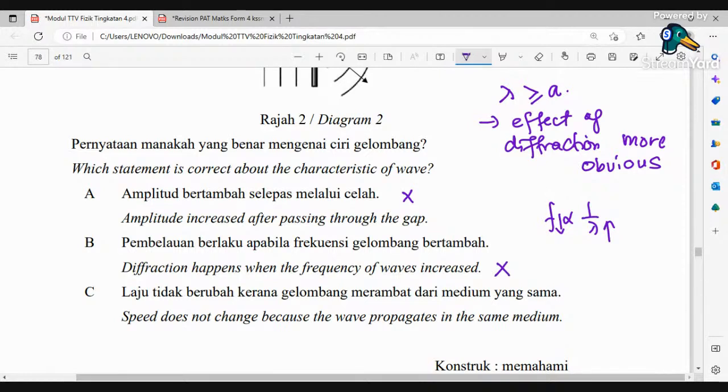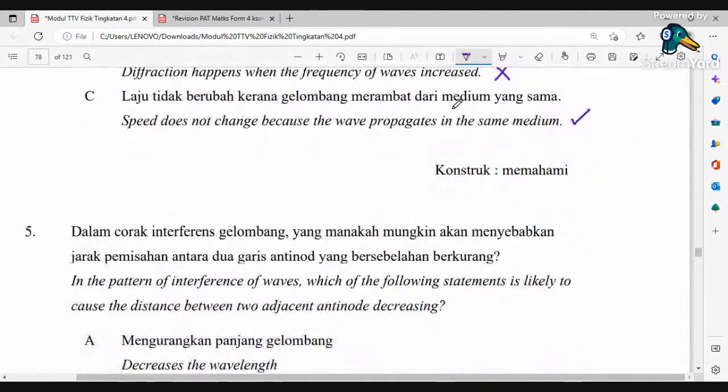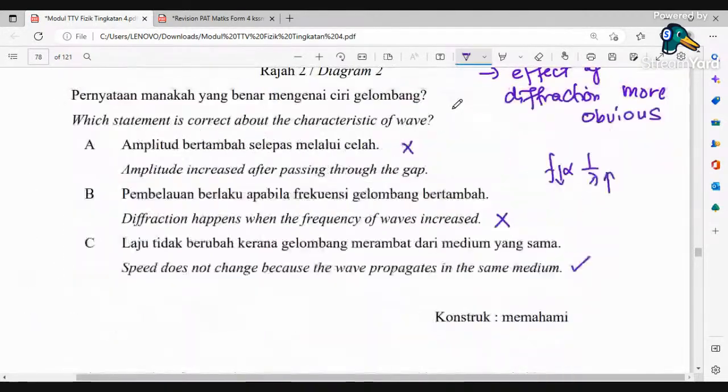Okay, next C, speed does not change because the wave propagates in the same medium. Correct. No change in depth. Okay, so the answer should be C.